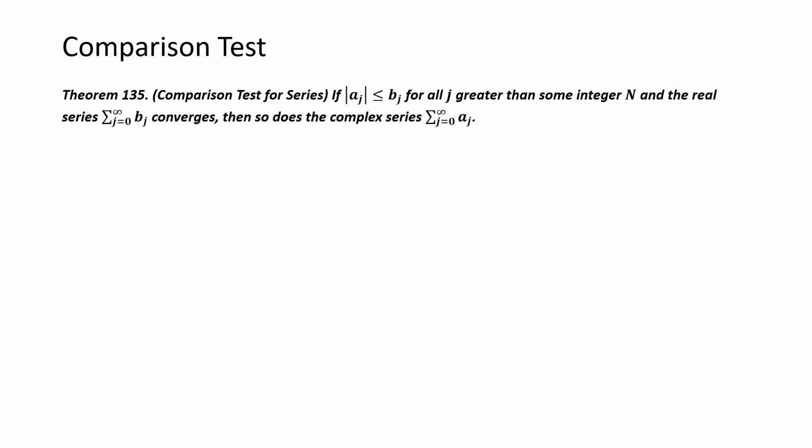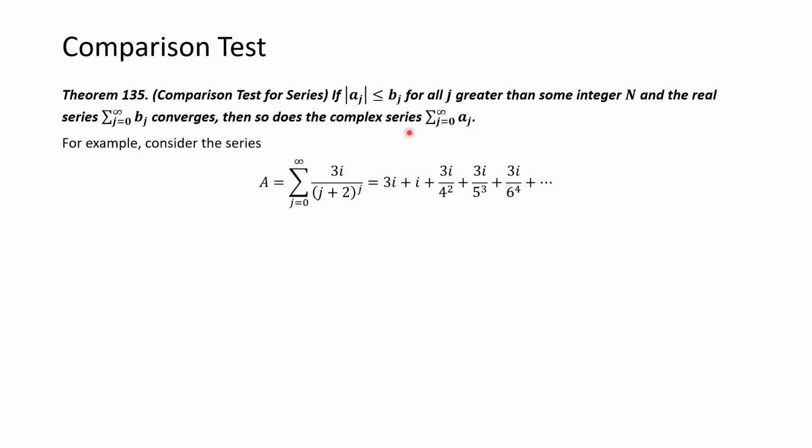Similar to real valued series, we have the comparison test. Basically, if one series known to converge bounds another series after a certain number of terms and out to infinity, then the other series also converges. So just writing it out a little more formally here, if the modulus of a sub j is less than or equal to b sub j for all j greater than some n, and the real valued series, in other words, these b sub j's are real numbers, not complex, converges, then so does the complex series.